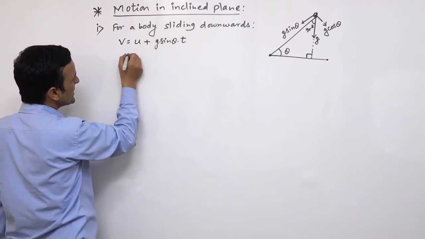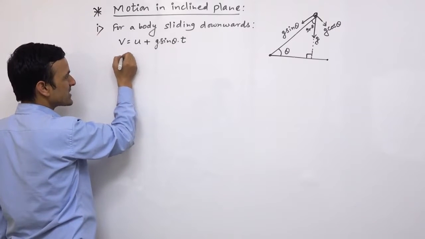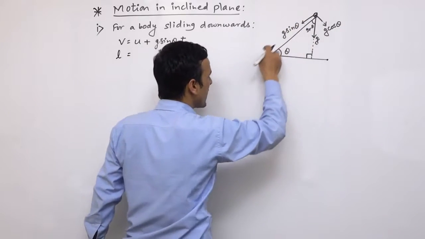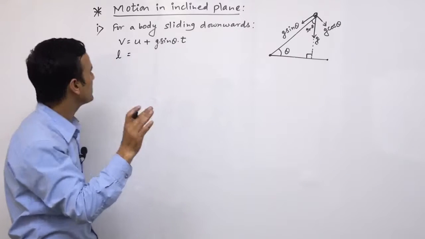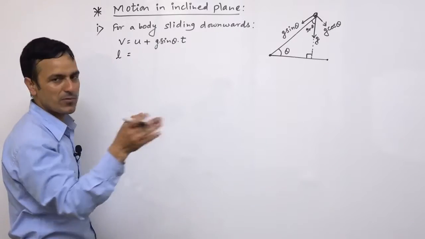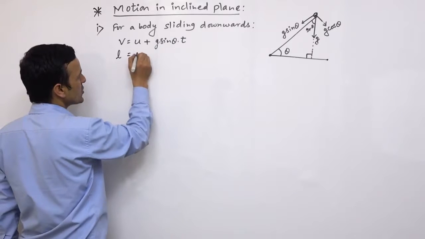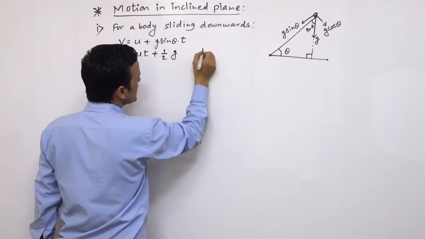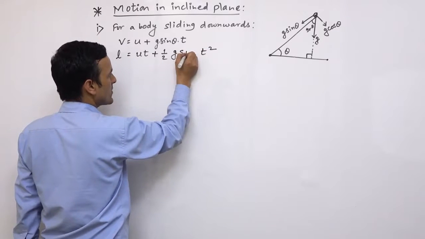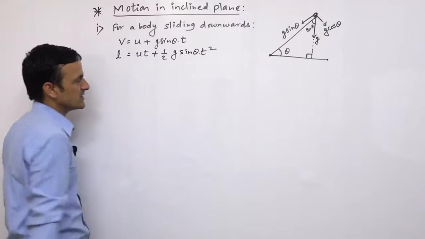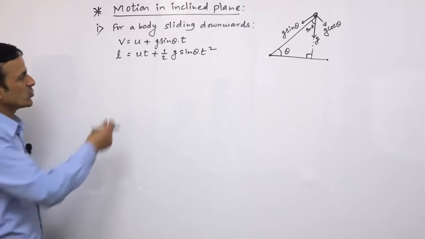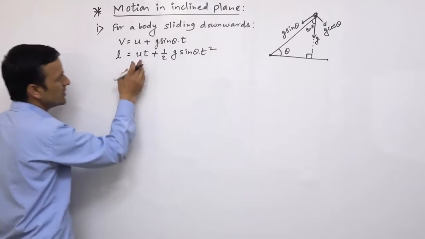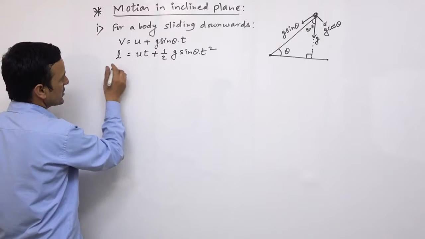And another motion: here we don't have h, we have L. L means it is the length. This is the length of the inclined plane. The length of the inclined plane is the distance. In this case we take L. So it is ut plus half g t square, and in place of g we get g sin theta times t square. So ut plus half g t square, with g sin theta only in place of g. So in this way we can frame the question.